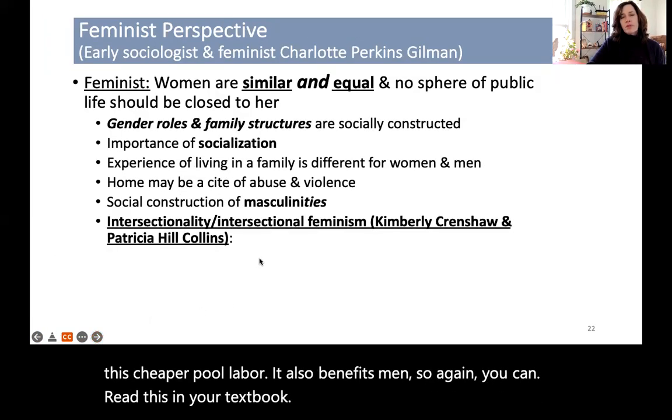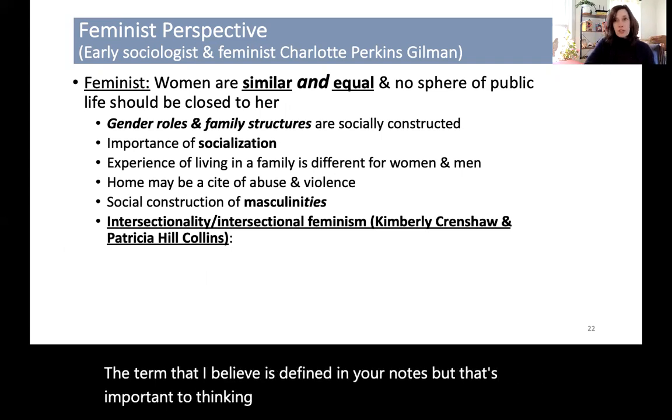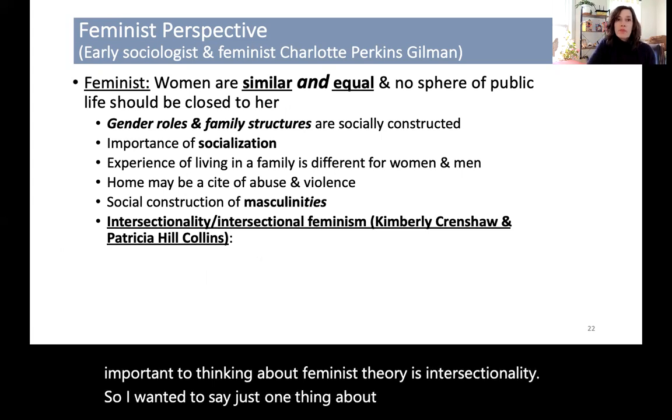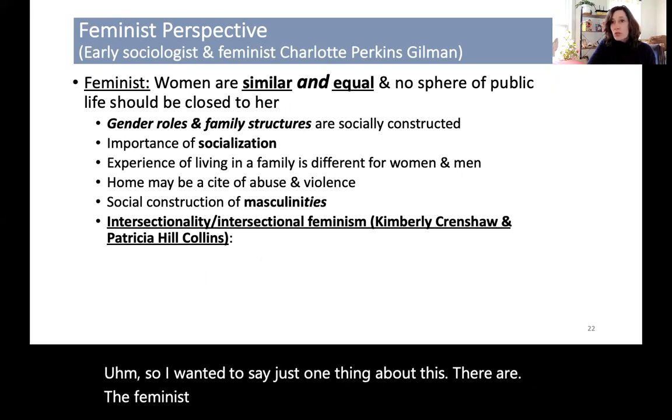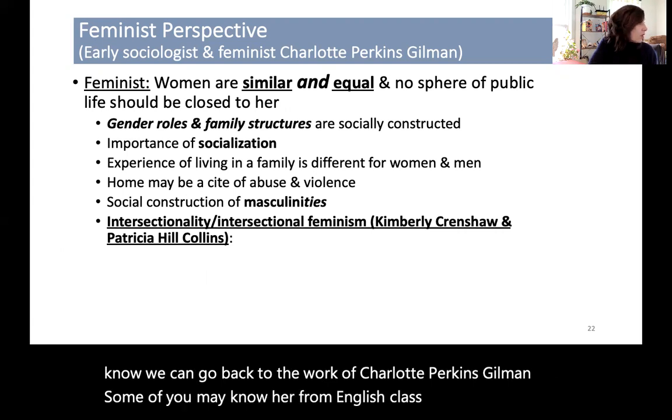There's a term that I believe is defined in your notes, but that's important to thinking about feminist theory: intersectionality. So I wanted to say just one thing about this. The feminist perspective emerged early in sociology, when we can go back to the work of Charlotte Perkins Gilman. Some of you may know her from an English class where you read The Yellow Wallpaper.